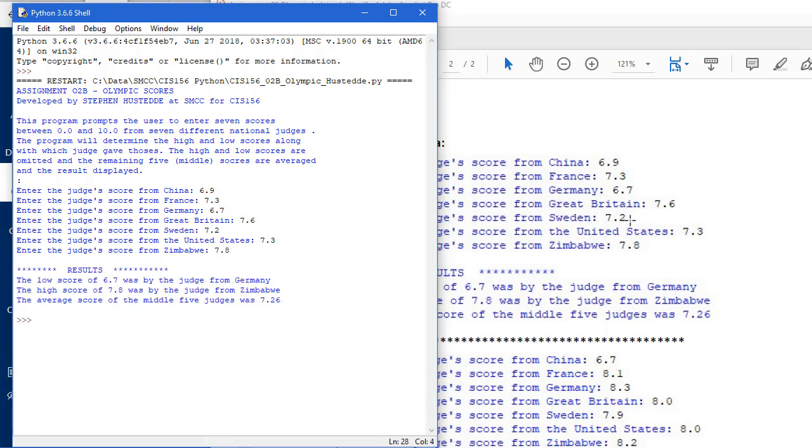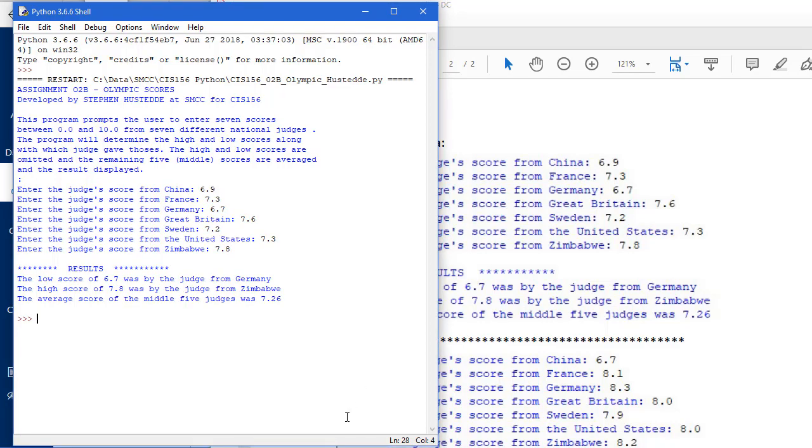The results then are that the low score was 6.7 from Germany, and the high score was 7.8 from Zimbabwe. We throw both of those out and take the remaining 5 and then find the average, and the average is 7.26. And that's exactly the results I was expecting, as shown here in my PDF.